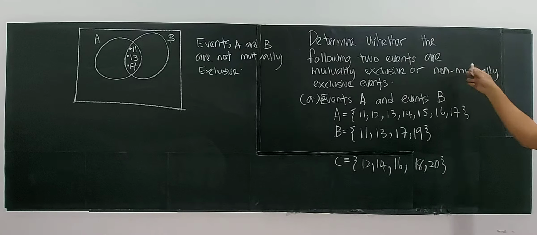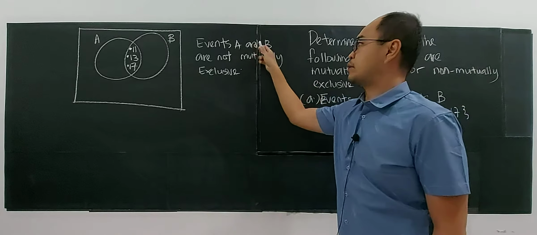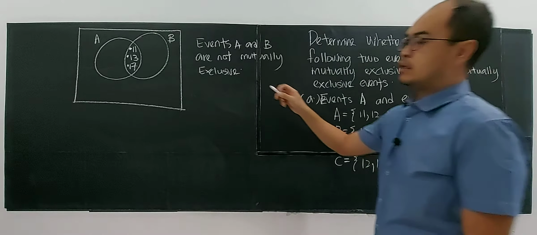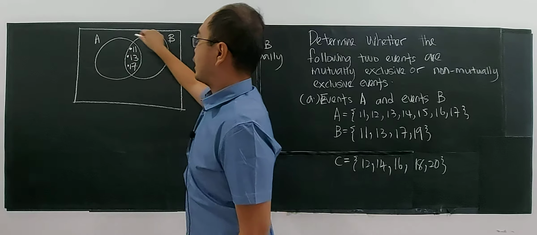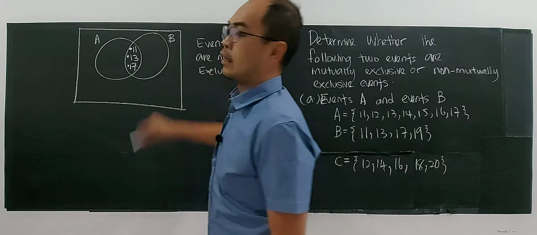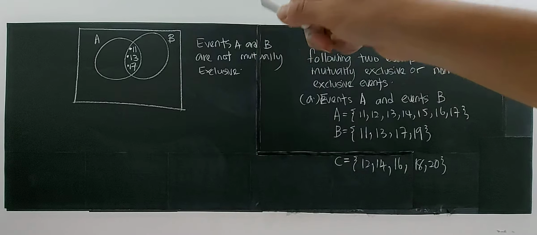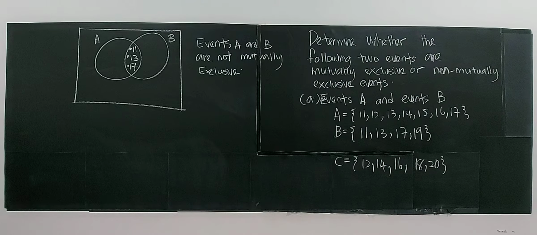They are non-mutually exclusive events. Events A and B are non-mutually exclusive because there is an intersection between A and B. So this means that they are not mutually exclusive.